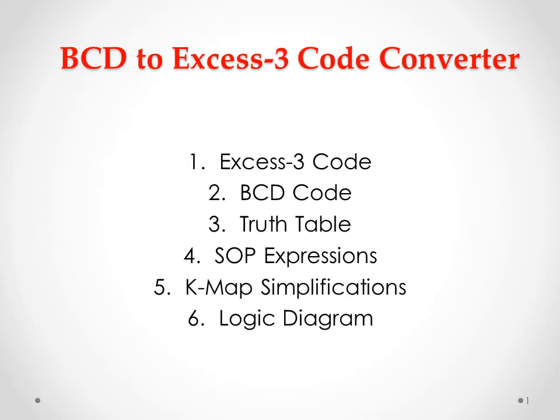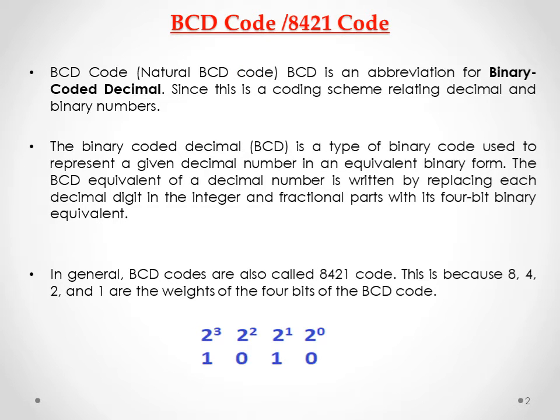In this video, I am going to discuss the design of a BCD to Excess-3 code converter. First, let's see about BCD code, or otherwise we can call it 8421 code. BCD is an abbreviation of binary coded decimal. That is a coding scheme relating decimal and binary numbers.